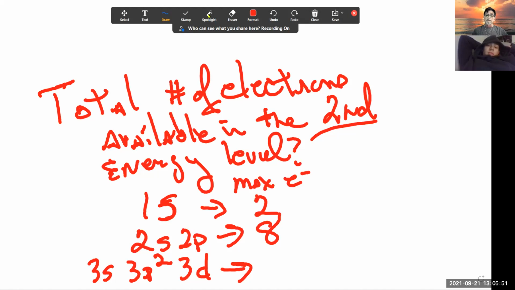Let me erase that here. I don't know why I put a P2 up there. Let me draw this a little bit better. Like I told you, my little pen resolution really is not the best. So we have the 3S, the 3P, and the 3D orbits in the third energy level. The S can handle 2 max, the P can handle 6 max. What about the D?